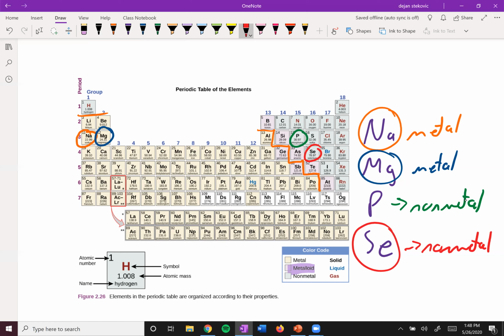So it's really important, and you need to be able to quickly identify whether something is a metal or a non-metal.